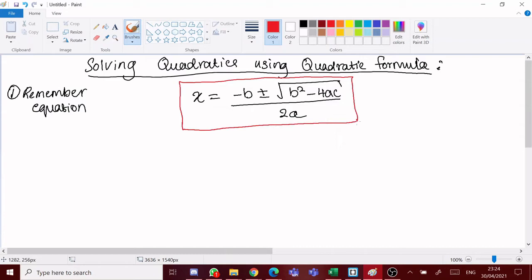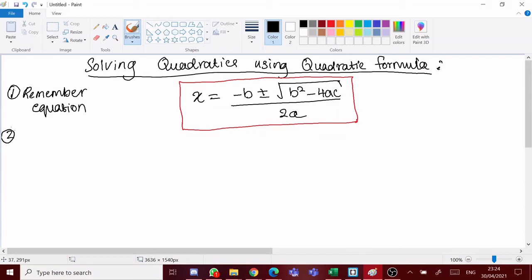So have it pasted in your view, something along those lines, because you fully need to remember this formula. Otherwise, this whole process can go down the drain. So let's do an example. Step 1, remember the equation.